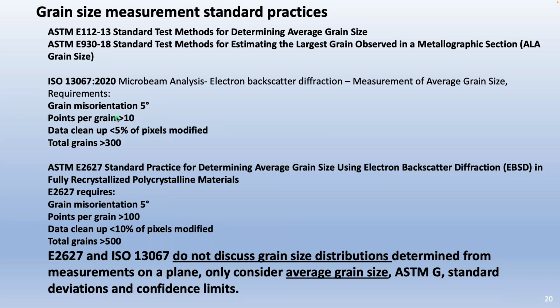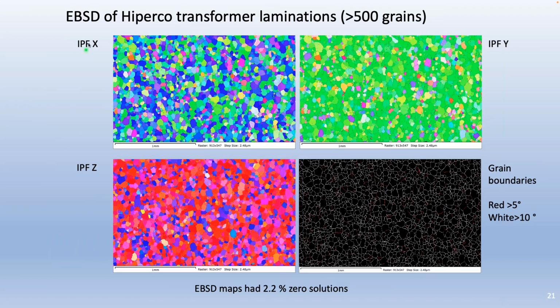ISO requires 10 points per grain. ASTM requires 100. Data cleanup, less than 5% of the pixels modified. That's an important consideration. ASTM is a little more forgiving there. They give you 10%. And then the total number of grains that you'll have to sample. And this is not the total number of index pixels. This is total grains. So ISO requires 300. ASTM requires 500.